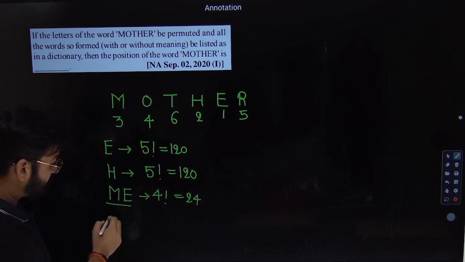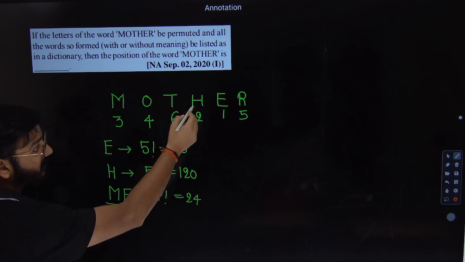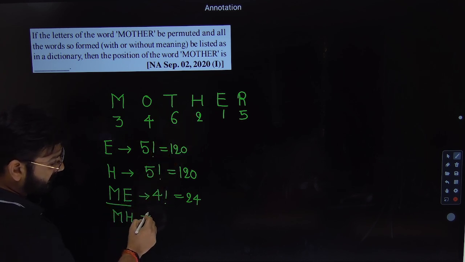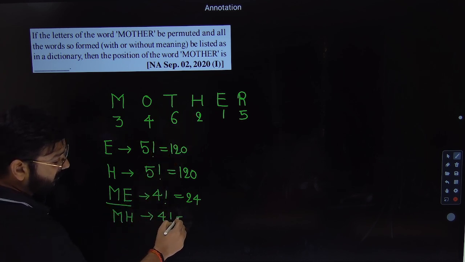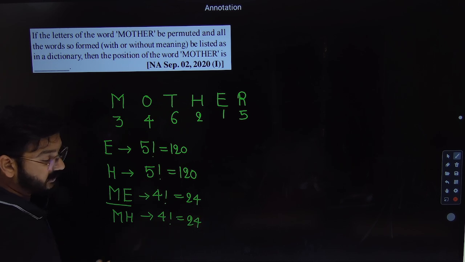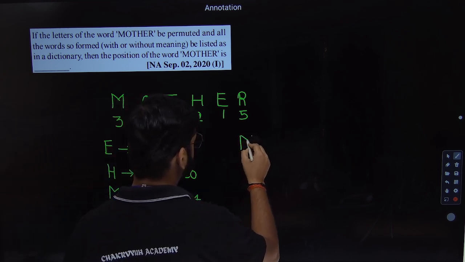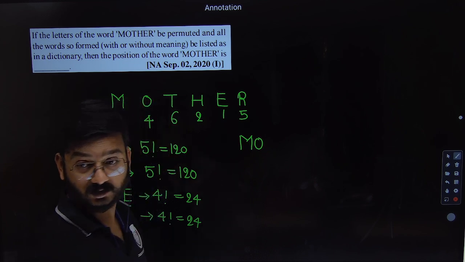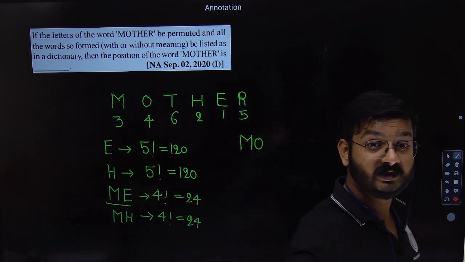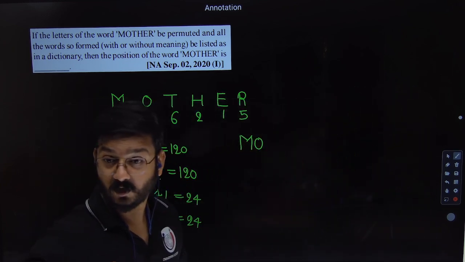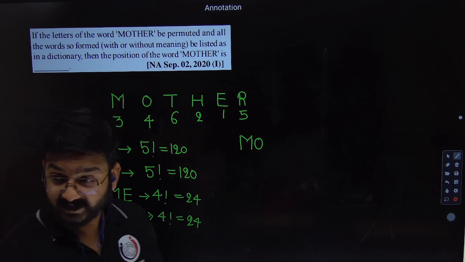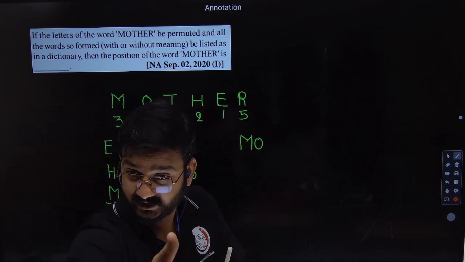Clear? Then after E, what will come? H. Again, 4 factorial, 24. Okay? After H, according to dictionary, what will come? O. Yes. Do we need MO? Yes. So we will not find all the letters starting with MO. We will break it. We'll go one step ahead.